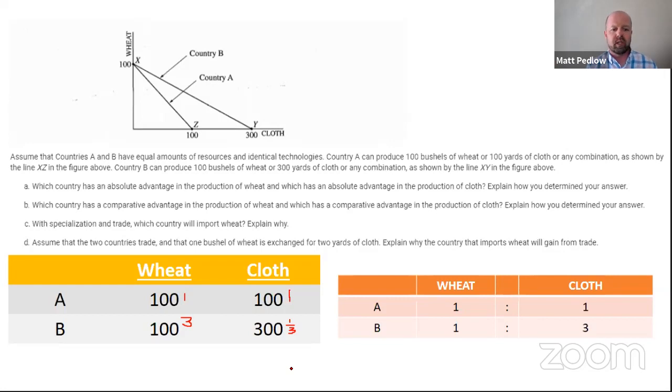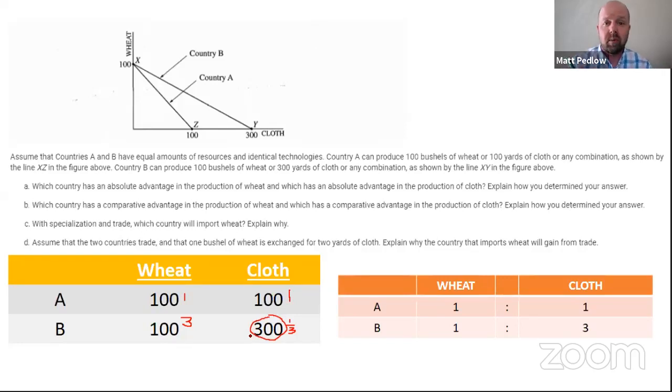Okay. C, with specialization in trade, which country will import wheat? So you have to say to yourself, who's going to make the cloth? Because then they're going to have to trade and bring in, right? Import that wheat. So country B, and if they said why, because they have the comparative advantage in cloth, because 1/3 is less than 1. So country B is going to go ahead and make the cloth. Therefore, they're going to have to bring in the wheat into their country. And now, hopefully you guys are getting all this because that was kind of review, easy stuff.